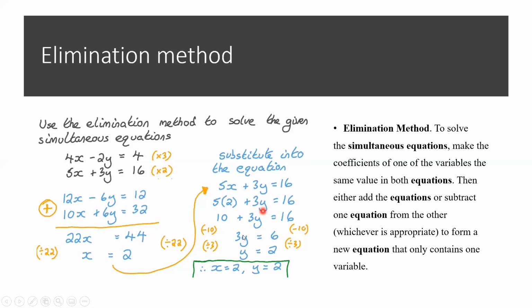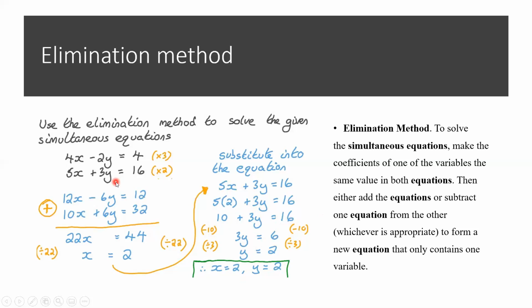Then I'm going to leave this 3y alone here, send 10 to the other side of the equation. 3y will be equal to 16 minus 10, which is 6. So 3y is 6. Divide both sides by 3. y will be equal to 2. So x is 2, y is 2.